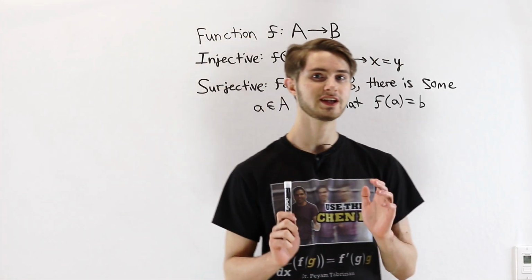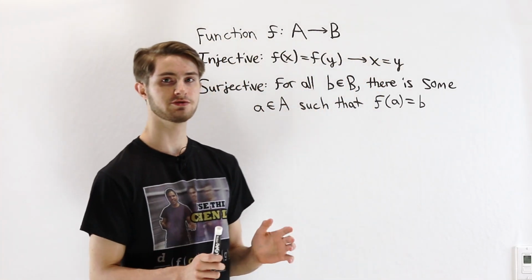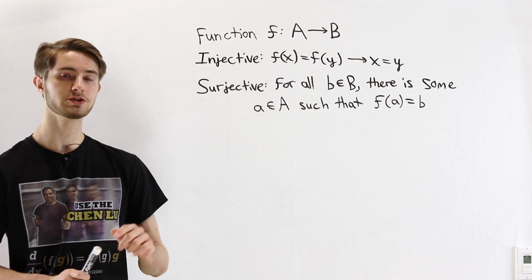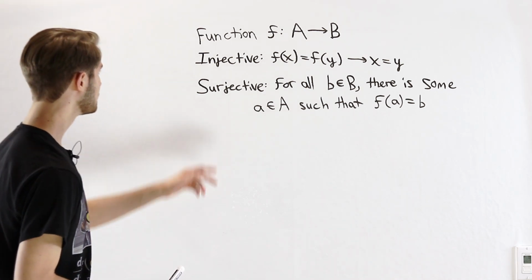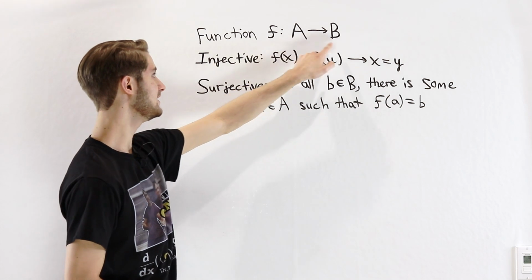So we are going to prove that if a function has a two-sided inverse, then it is bijective. Let's first review what a bijection means. Suppose we have a function f that goes from A to B.